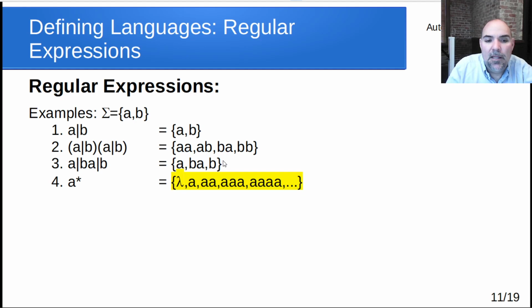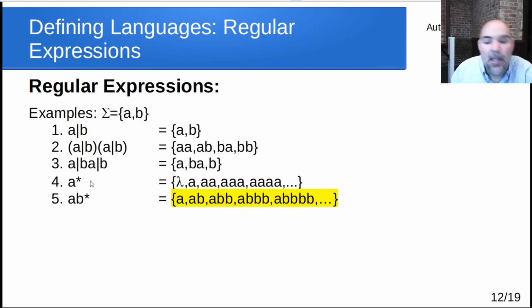Okay, let's look at one that uses the star closure, the star operator. So A star. So A is just the language containing just this one character string, A. And this says repeat it 0 or more times. So with 0 A's we get lambda. With 1 A we get just A. With 2 we get AA. 3 we get AAA. 4 we get AAAA. And so forth. And notice this one is infinite. The previous 3 were all finite. This one, however, is infinite. So this is 0 or more of A.